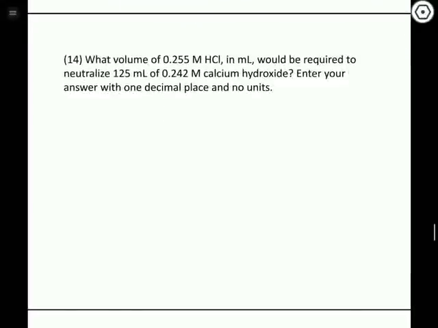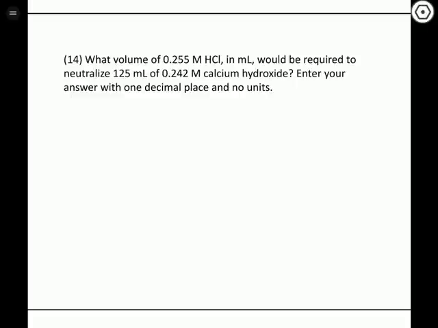All right, number 14, titration problem, which we just went over today. What volume of 0.255 molar HCl would be required to neutralize 125 milliliters of 0.242 molar calcium hydroxide? Enter your answer with 1 decimal place and no units. All right, so we did a problem almost exactly like this in class today.